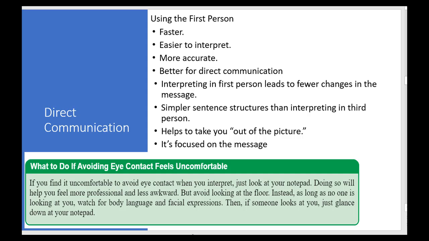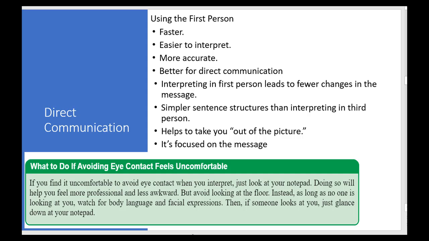Now, when you are using the first person as you interpret, you're going to use it for both the patient and the provider. So if the provider were to say, can you please sit on the table? You're not going to say to the patient, the doctor is asking if you could please sit on the table. You're just going to say, sit on the table, just as the doctor said it.